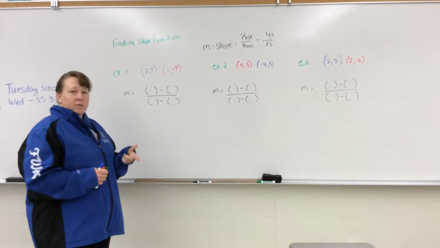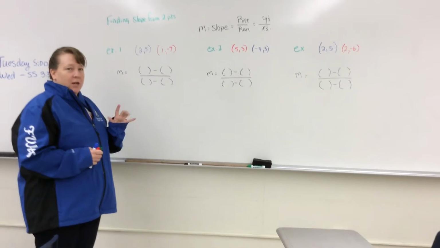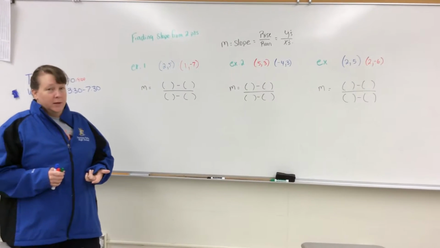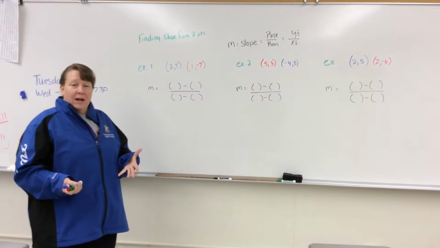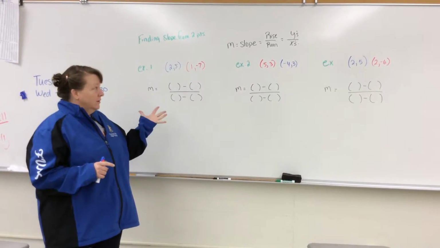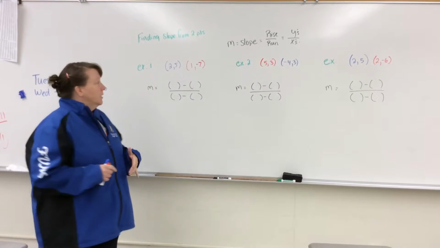Okay, so I know I'm not here today, but I just wanted to go through really quick finding the slope of a line from 2 points. I mean, if you're looking at a graph, you can just find two nice points and then use those points to do the same thing that we're about to do here.